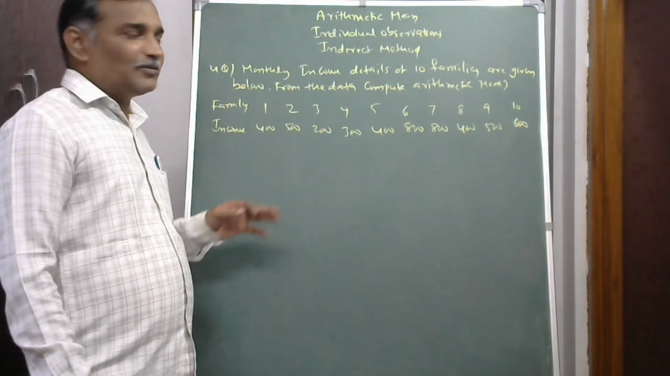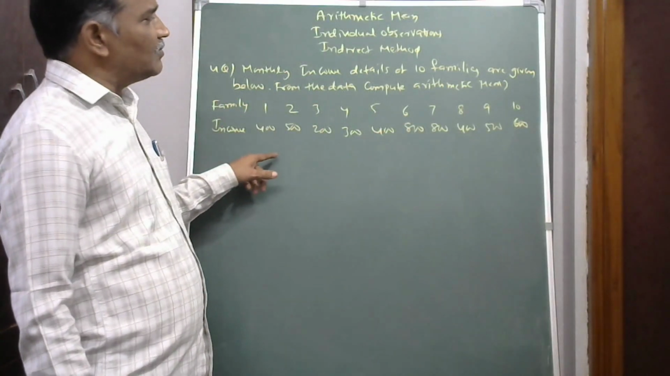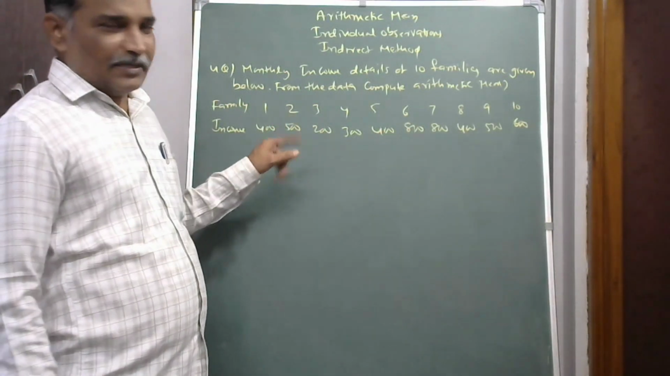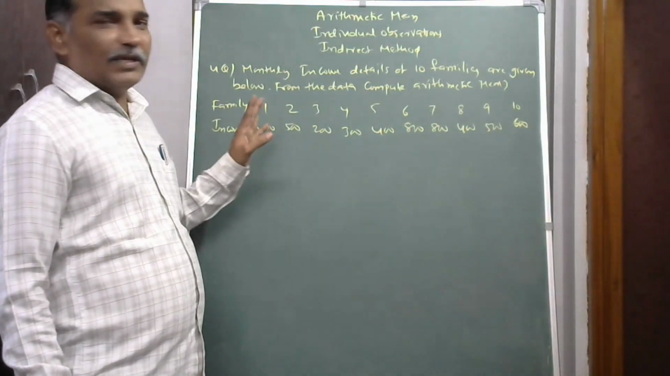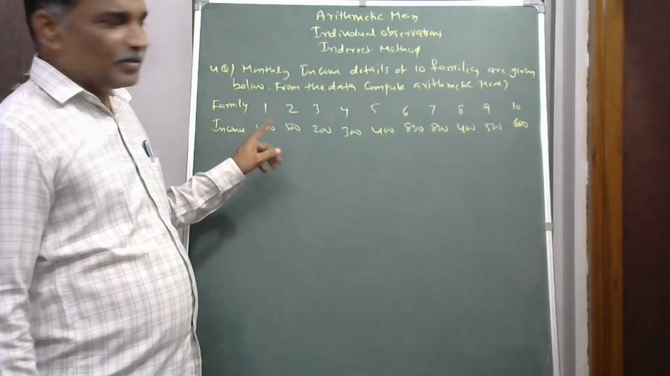So today we are going to discuss a topic about the arithmetic mean. It is the individual observations indirect method. In this method, we will calculate the arithmetic mean. So this is the given problem. I am reading the problem.